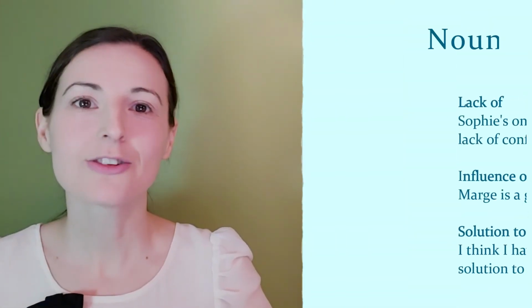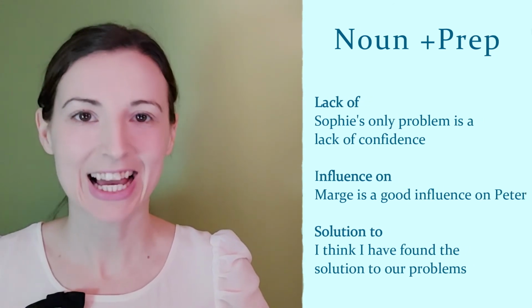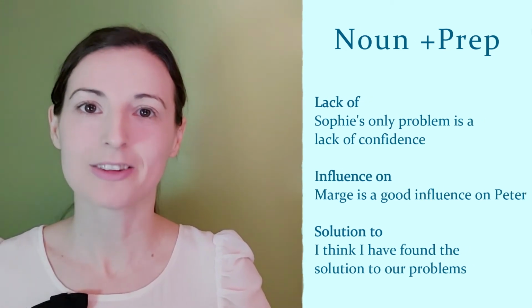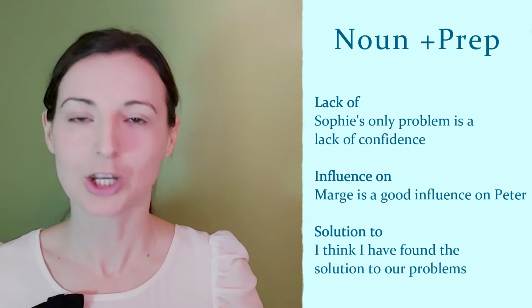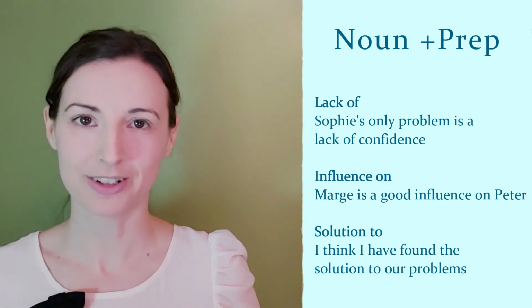Let's talk about preposition combinations. They are used to show a logical relationship, and there are several preposition combinations that are useful. So let's go through them and pay attention to how the preposition connects the sentence together. Even though some of these prepositions are intangible or not literal, it can help to visualize what's going on. So let's start with the nouns and prepositions. Lack of. Sophie's only problem is a lack of confidence. Here, of shows possession, belonging, or origin between lack and confidence.